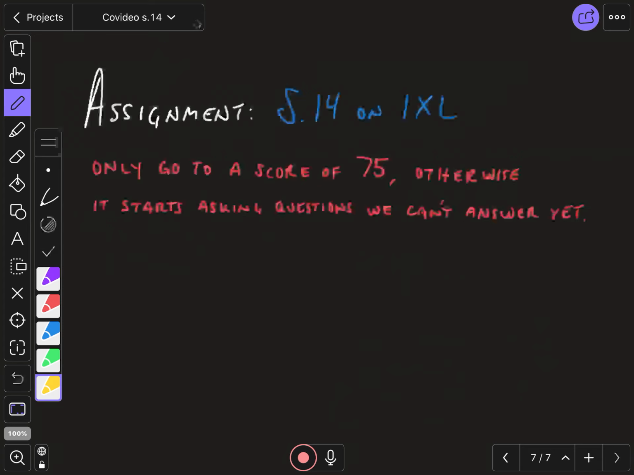So on this, you want to do section S14 on the Algebra 2 for IXL. At the point when you get to a 75 score, that's where we want you guys to stop, because after that they're going to start having you try to do problems that we don't know how to do yet. We are going to learn to do that pretty soon here as we introduce logarithms to you.